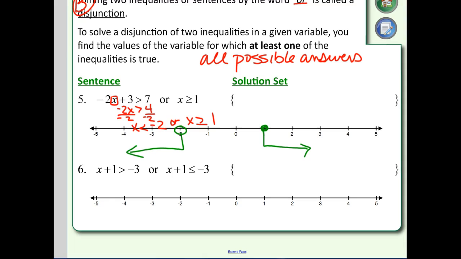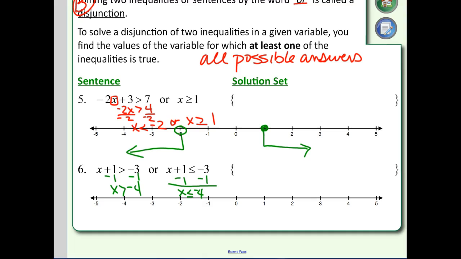Well, I'm going to have to subtract 1 from both sides here to get x alone. So we got x is greater than negative 4. We're going to subtract again. All right, and we're going to get x is less than or equal to negative 4. So what's going to happen when we graph that one?